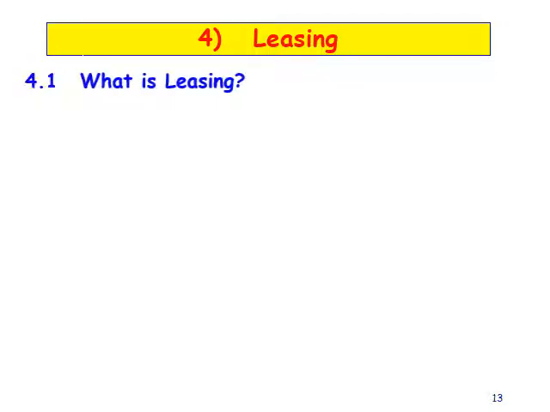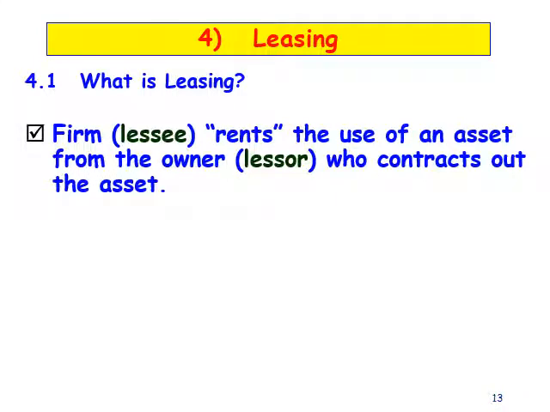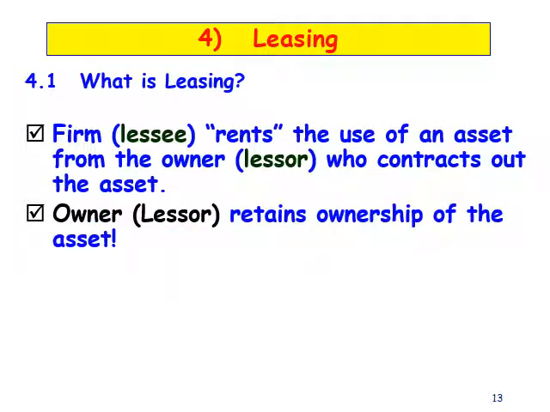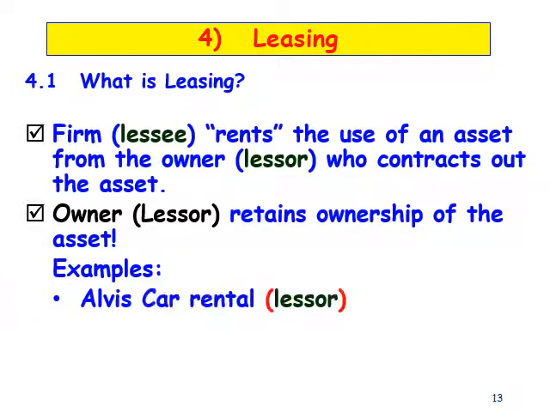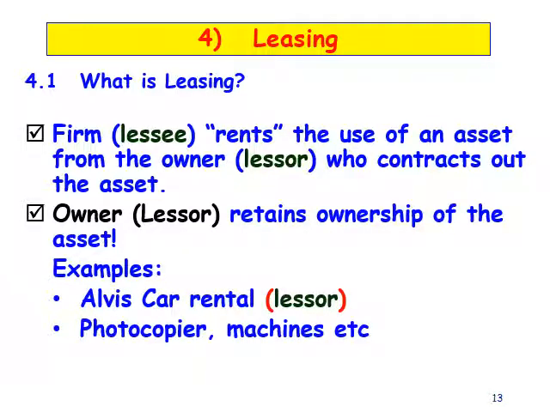Leasing. What is leasing? The firm, the lessee, rents the use of an asset from the owner, the lessor, who contracts out the asset. The owner, the lessor, retains the ownership of the asset. Examples: equipment rental, car rental, photocopiers or machines, etc.